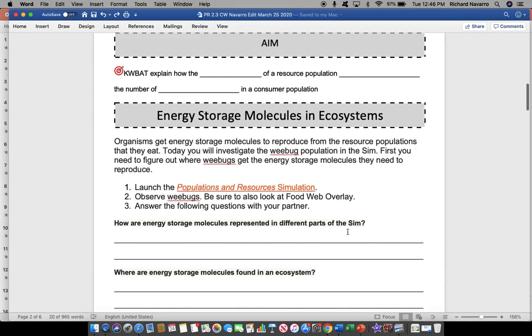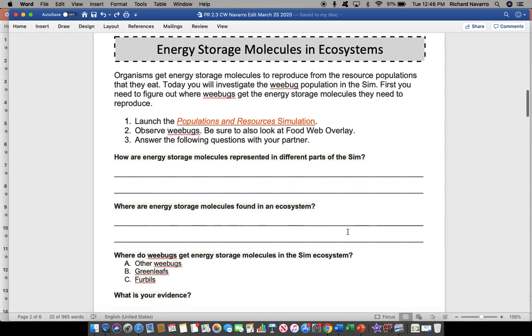In today's activity, we are going to watch how this food web actually works. So, the title of this activity is Energy Storage Molecules in Ecosystems. Organisms get energy storage molecules to reproduce from the resource populations that they eat. Today, you will investigate the wee bug population in the sim. First, you need to figure out where the wee bugs get the energy storage molecules they need to reproduce.